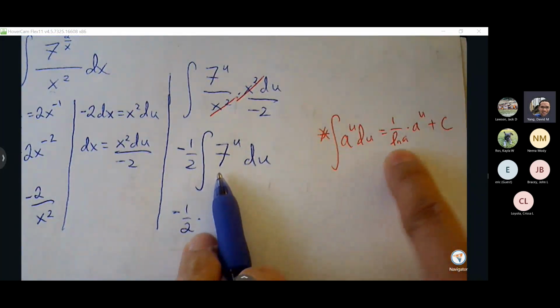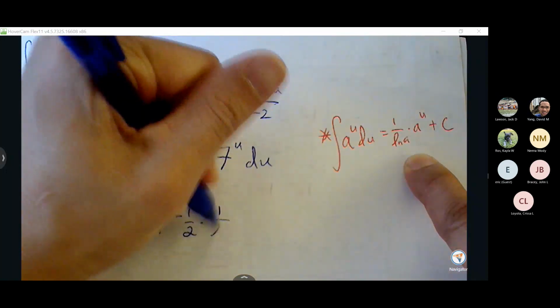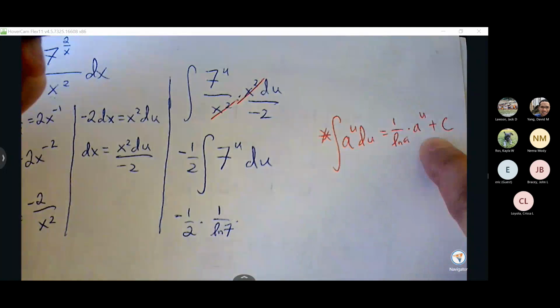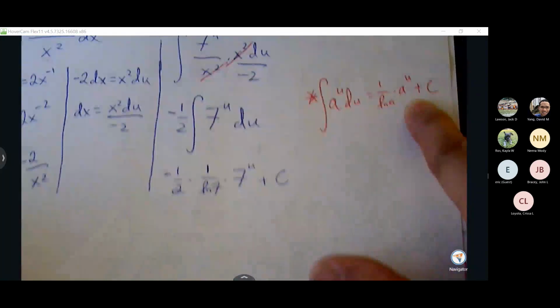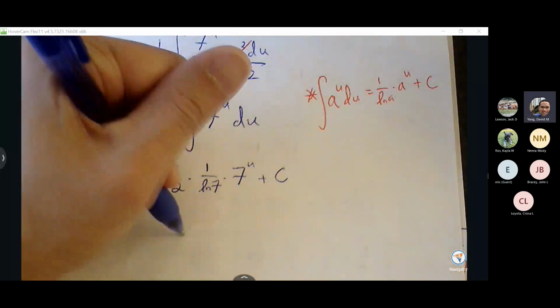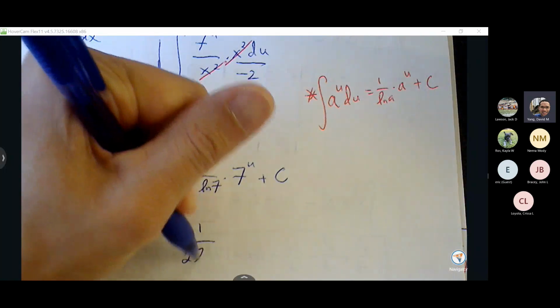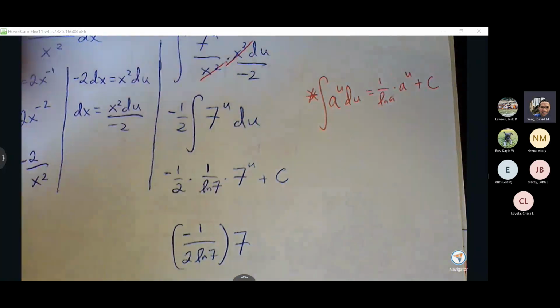All right, so following the rule here, my a value is 7, so 1 over natural log of 7 times a to the u. Let's see. I'm going to push this together. You can leave it separate if you like. I'm just going to put it together here. Replace the u back in terms of x.